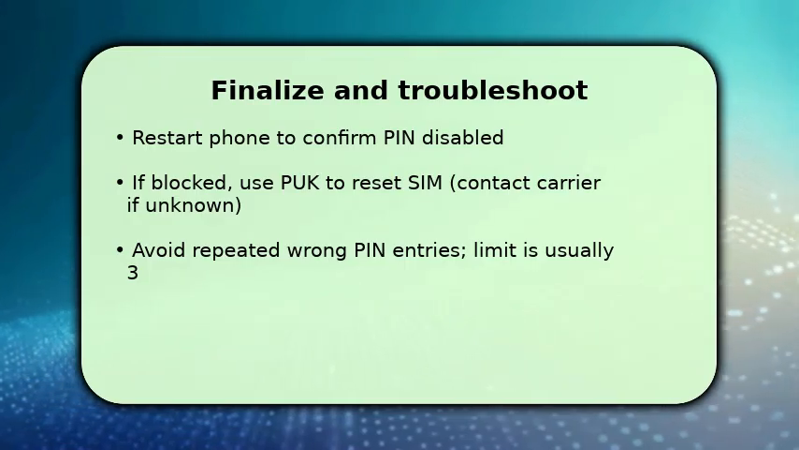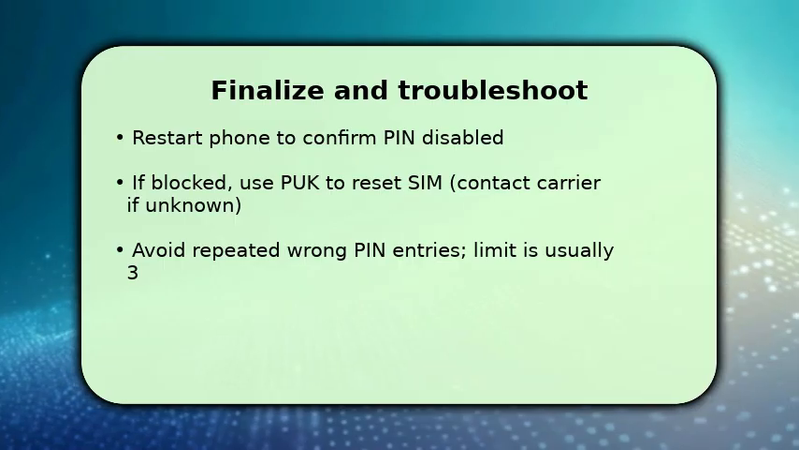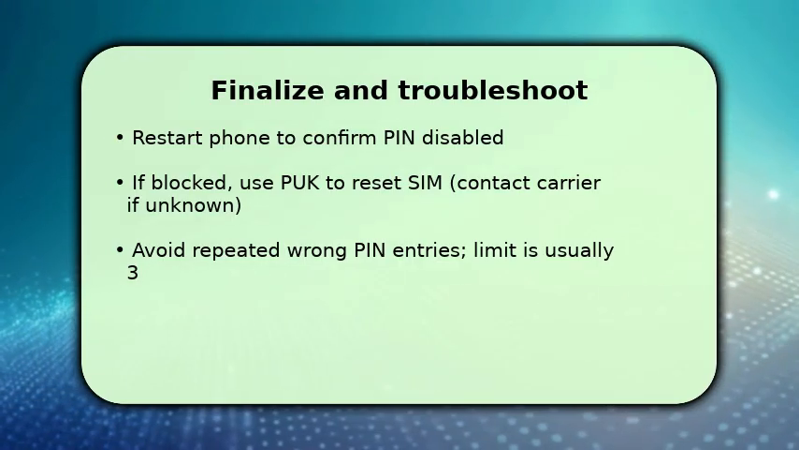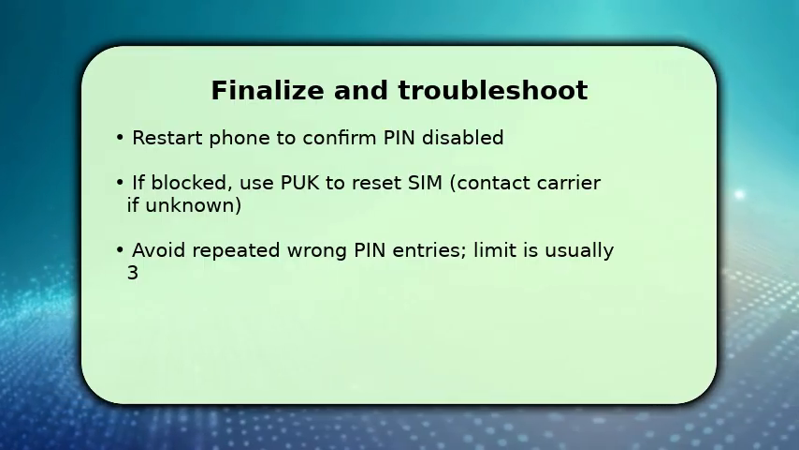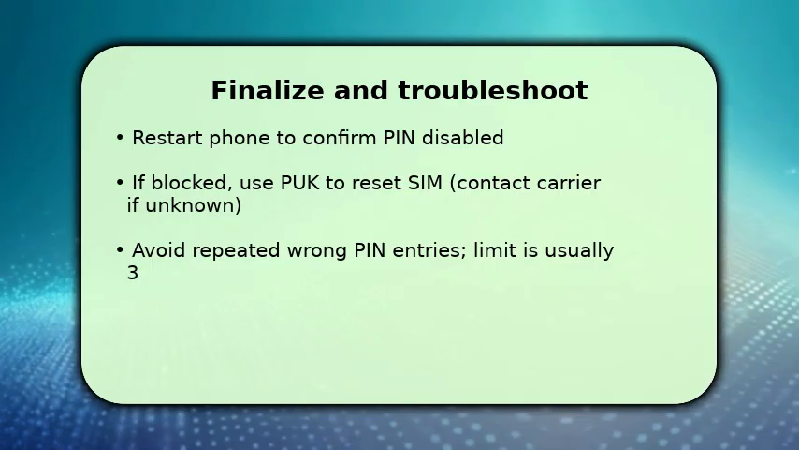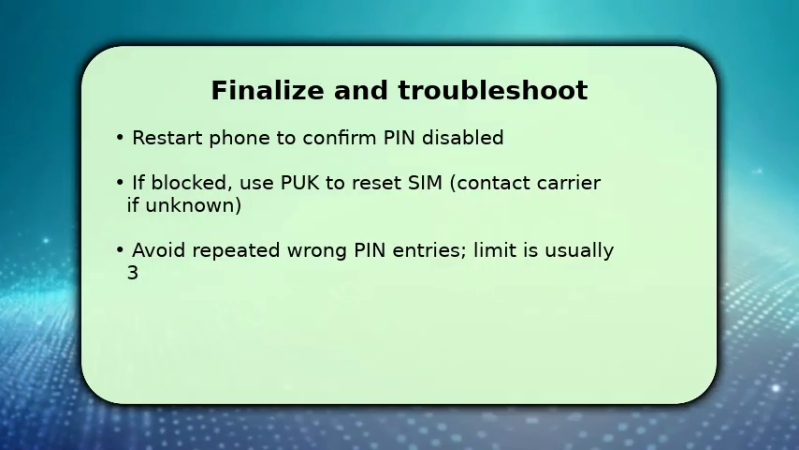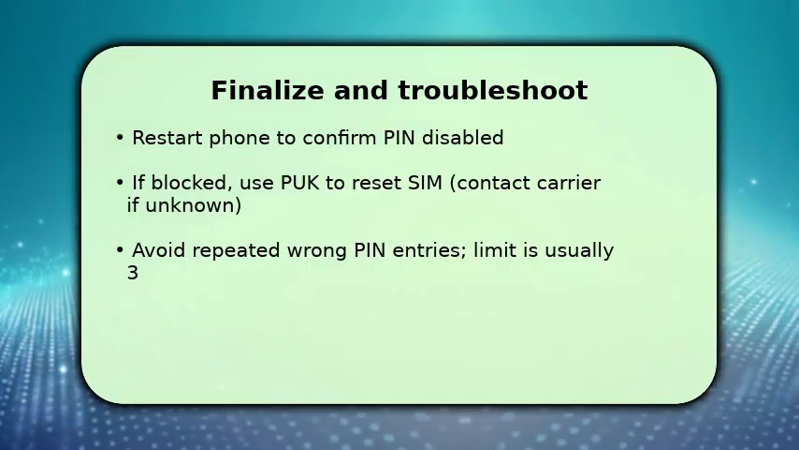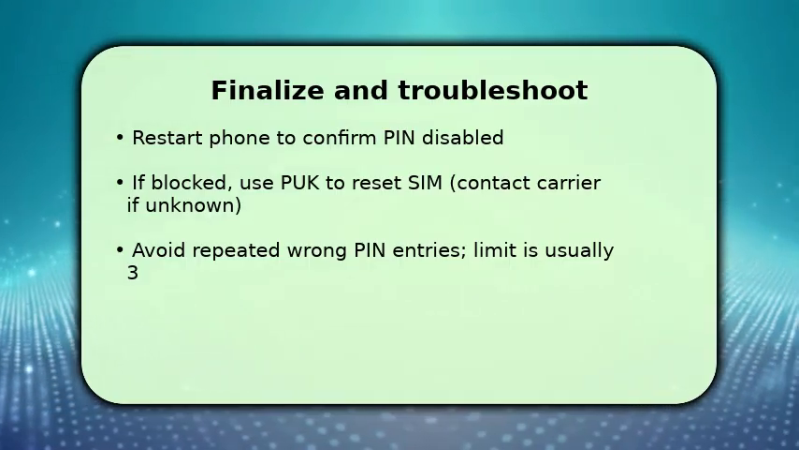If the SIM is locked due to wrong PIN entries, use the PUK code to reset it. Entering PUK clears the block but creates a new PIN, so record it securely. If you don't have the PUK, contact your carrier. Make sure to avoid more than 3 wrong PIN attempts. That's why the PUK exists as a recovery.